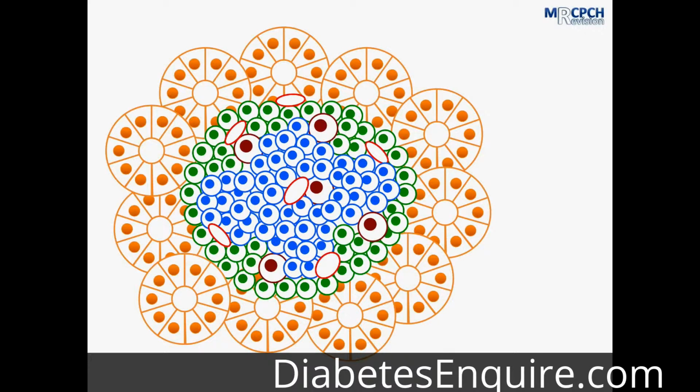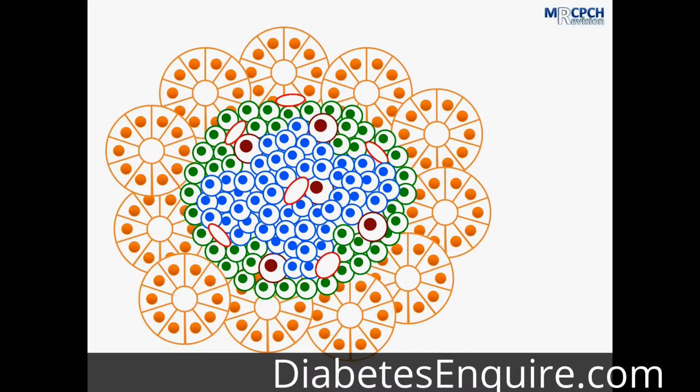So let's begin by taking a look at the pancreas. Now here we have a diagram representing the microscopic structure of the pancreas. On the outside in orange we can see the acini. These are the cells which produce a digestive enzyme and make up the exocrine pancreas.